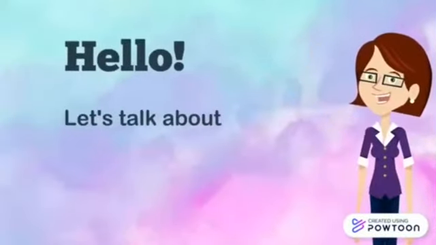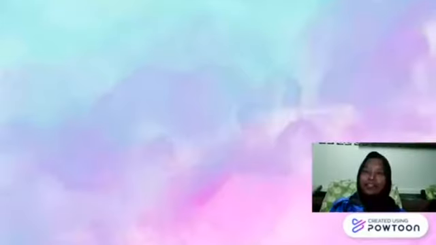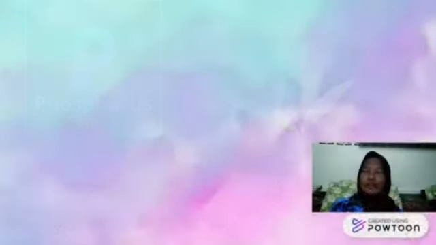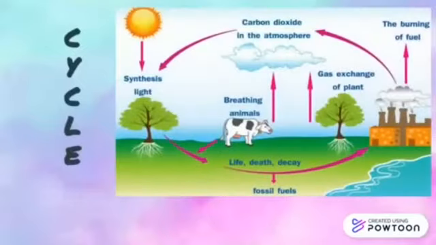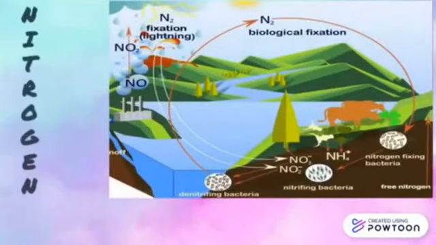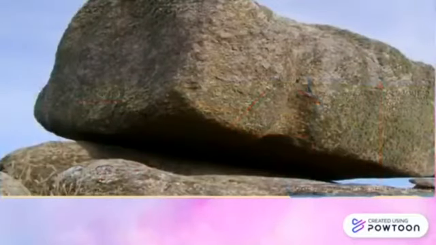Hello, let's talk about the phosphorus cycle. One thing that I want to mention is that there is no phosphorus in the atmosphere. It's not like the carbon cycle, where there is carbon dioxide in the atmosphere, or the nitrogen cycle, where there is nitrogen in the atmosphere. The phosphorus cycle begins with rock.